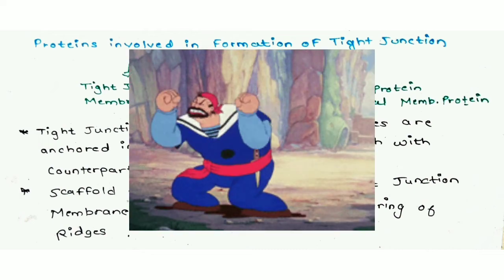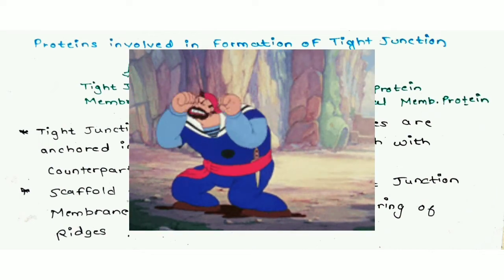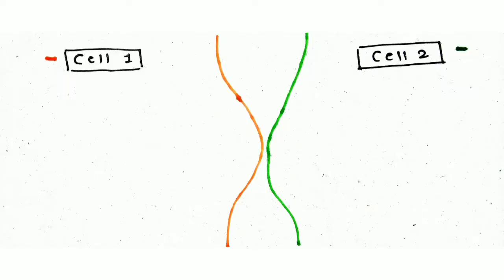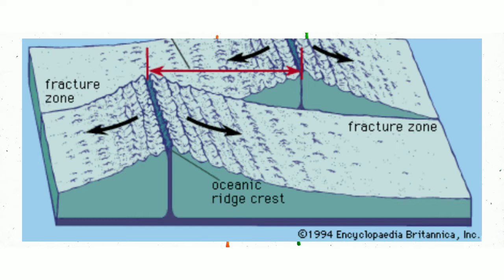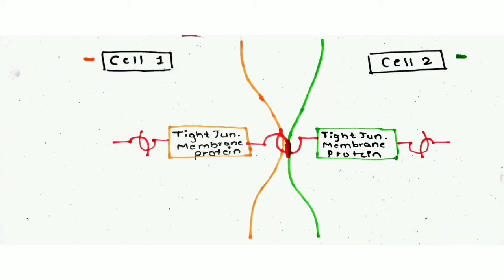I know that this topic is a bit confusing, so to make you understand, let's use simple diagrams so it can make sense. So here is cell 1, cell 2, orange denotes cell 1, green denotes cell 2. So this is the ridge. What exactly is a ridge? A ridge is a bump or crest, as you can see in the image. So this ridge is made by the anchoring of tight junction membrane protein of one cell with the tight junction membrane protein of the other cell. So here the ridge is made.